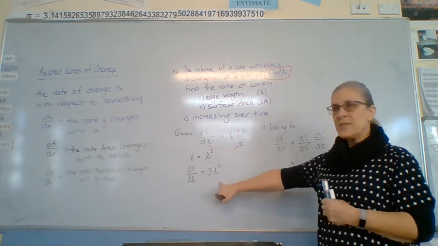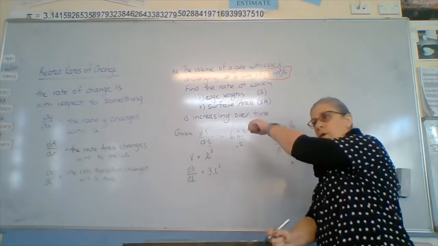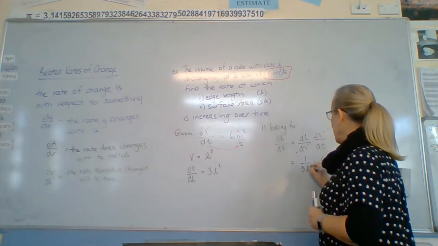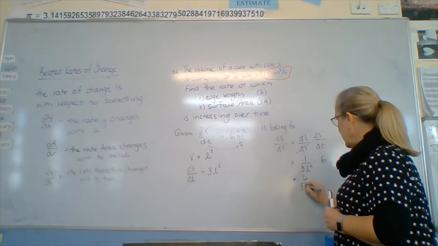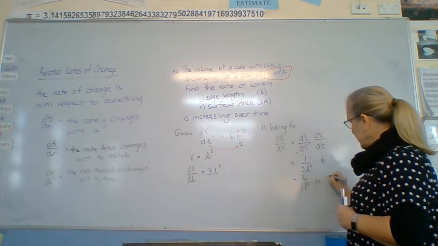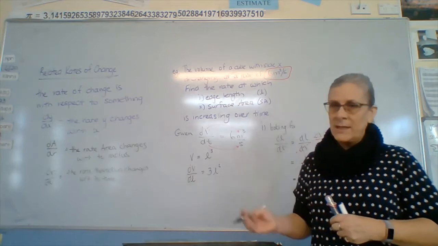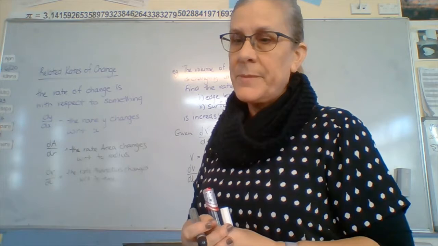But we do have dV by dL. So flip it: 1 over 3L squared. So 6 over 3L squared, or 2 over L squared, is the rate at which length is changing over time.